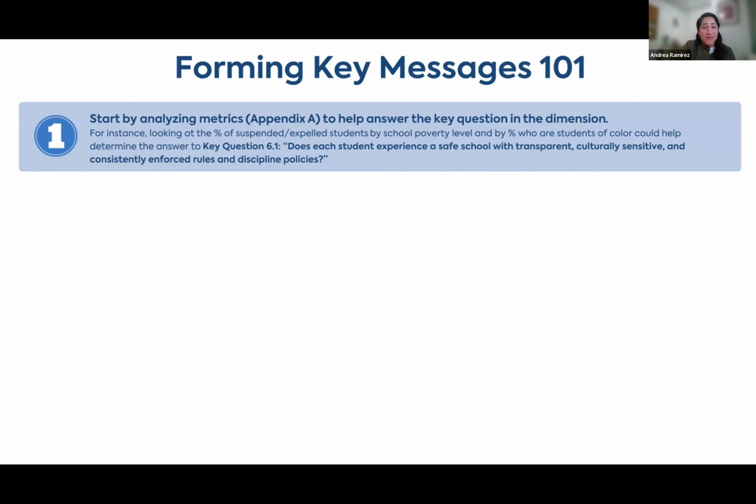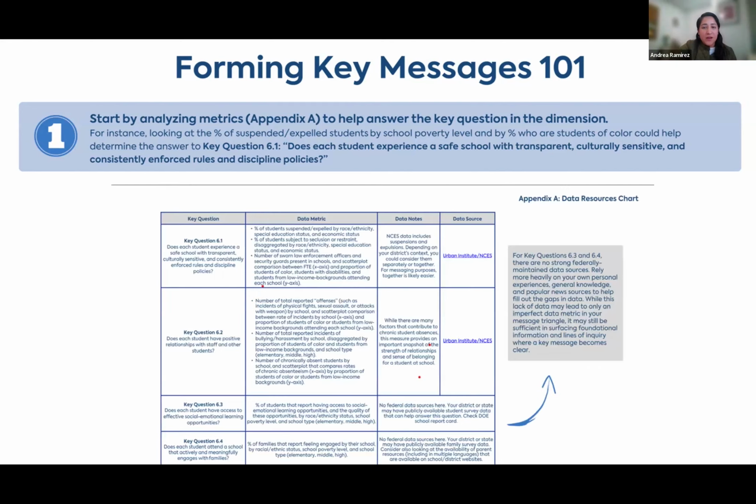And for that, we can look at our district data, we can look at state level data, or we can use national data. If you don't have direct district data, you can always request it. If not, rely on state and national data to paint the picture. For instance, looking at the percent of suspended or expelled students by school poverty level and by the percent of students of color could help answer that. Once you've analyzed the data, and I will say in the case-making decks, there's an appendix that has data metrics and notes and resources that you could point to if you can't find data of your own within your local community.